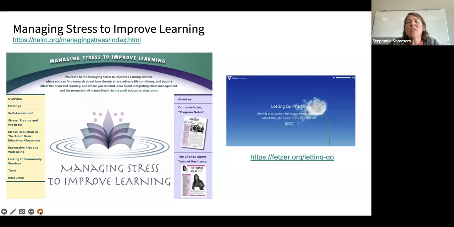Of course, that works in an in-person class. I also found in this resource something that would work online. It's an online letting go practice. That's what you see here with the dandelion or the puff ball. I worked through this a little bit when I was preparing for the webinar. It's a cool activity that you could do with your learners or just provide to them as a resource. So that's called a letting go practice.